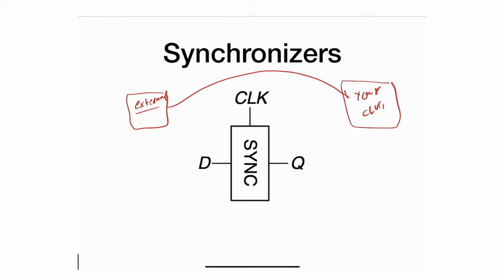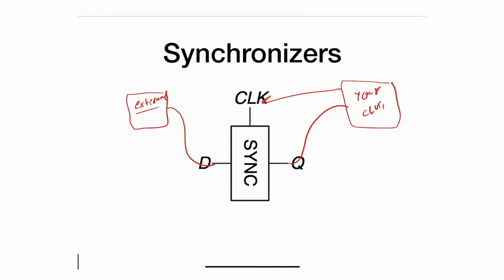So the solution is to use what we call synchronizers. What do synchronizers do? They take some sort of external input to D, and they give me a highly stable output Q. Of course, it should take the clock of your system, so your system is also providing that clock.